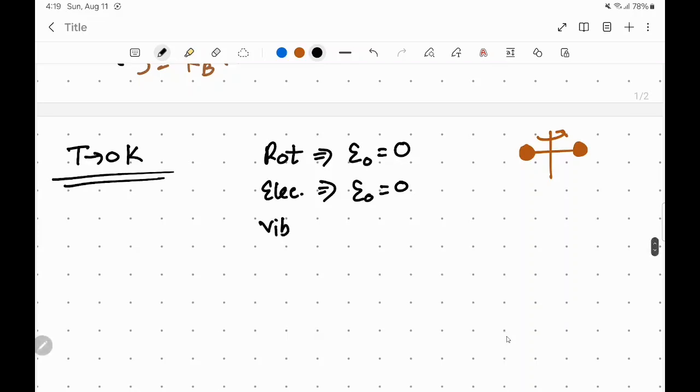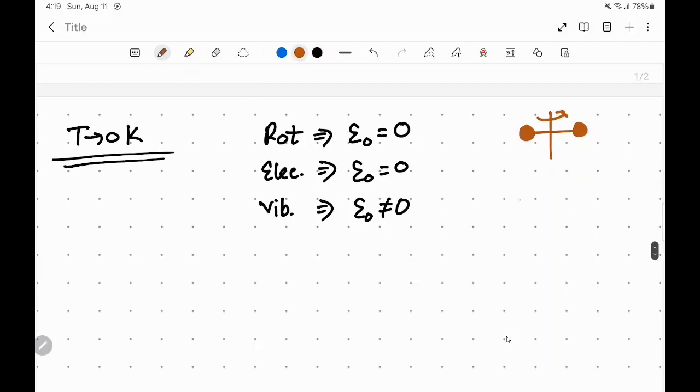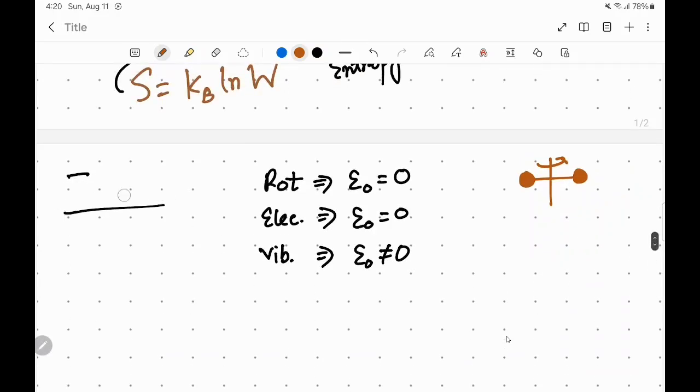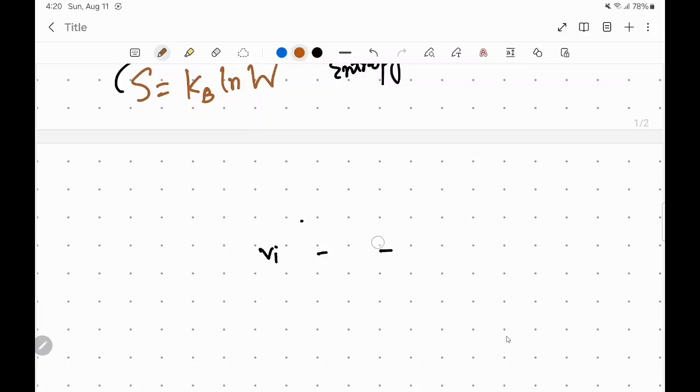Only vibrational is non-zero. That means you can't stop vibration. The entropy is not zero. You can't make it zero at zero Kelvin. Entropy will be zero only for a perfectly crystalline solid. That is only one possibility. Otherwise, it will be non-zero. I will discuss the residual entropy in detail later. So this was question number one.